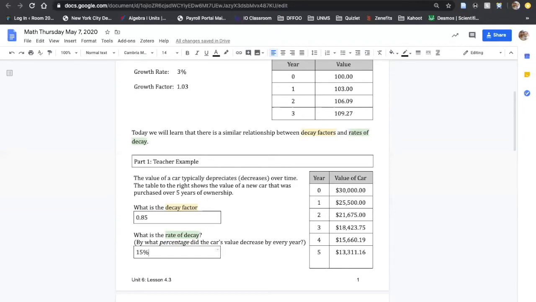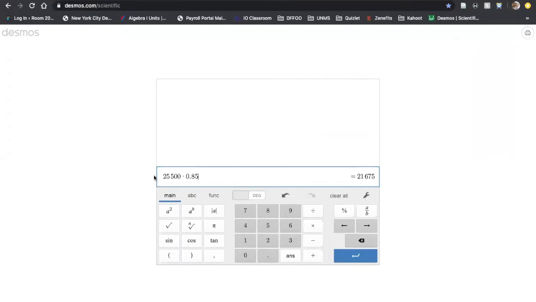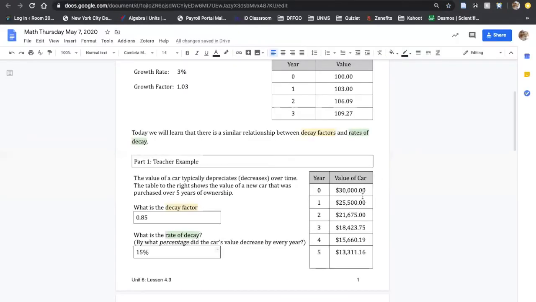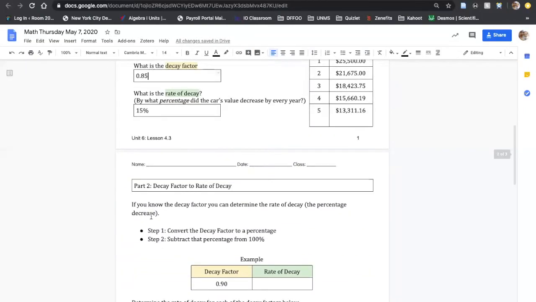So just to kind of show that to you, right? If I did 30,000 multiplied by 15%, that's the $4,500 that the car's value decreased by. So you need to be careful when you talk about your rates of decay. It's kind of the opposite of the decay factor. So that's what you're going to practice today, right?